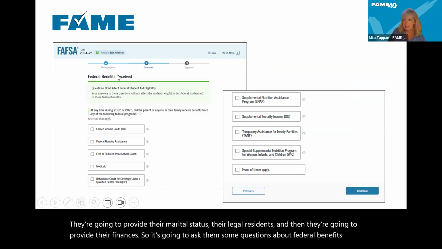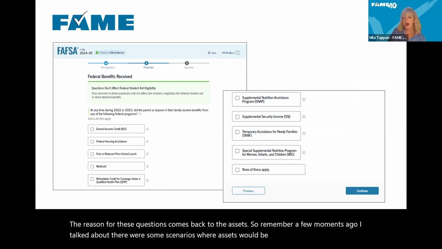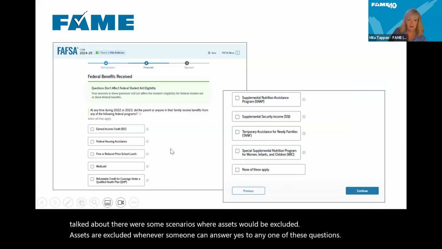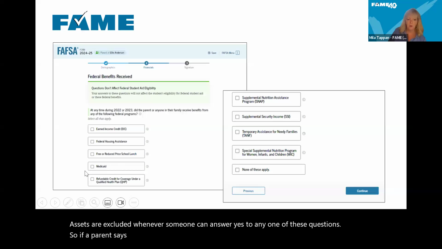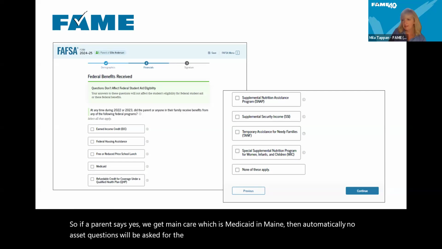The reason for these questions comes back to the assets. So remember a few moments ago, I talked about there were some scenarios where assets would be excluded. Assets are excluded whenever someone can answer yes to any one of these questions, okay? So if a parent says, yes, we get MaineCare, which is Medicaid in Maine, then automatically no asset questions will be asked for the parents, and the asset information provided by the student will be ignored.